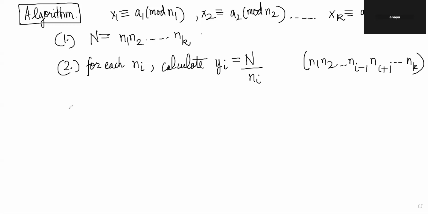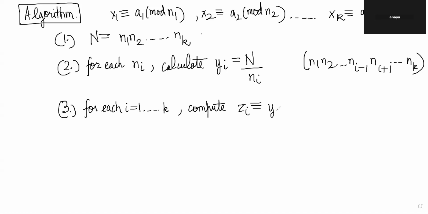So the third step is, for each i from 1 to k, compute Zi is congruent to Yi inverse modulo Ni, mod Ni. So I'll talk about what is the meaning of the inverse.